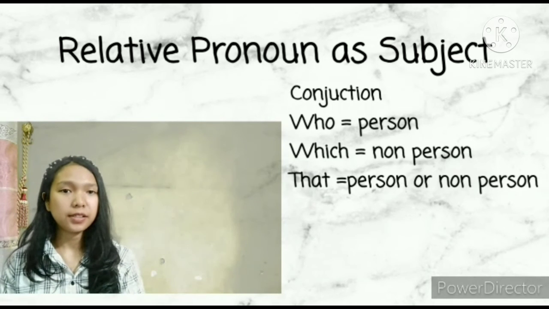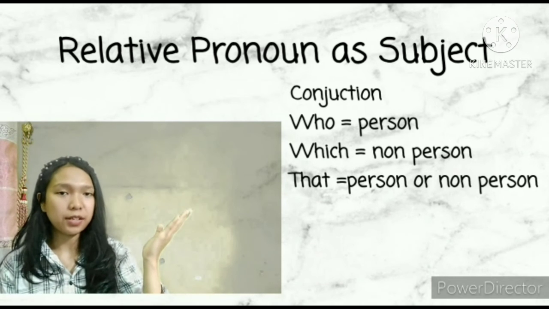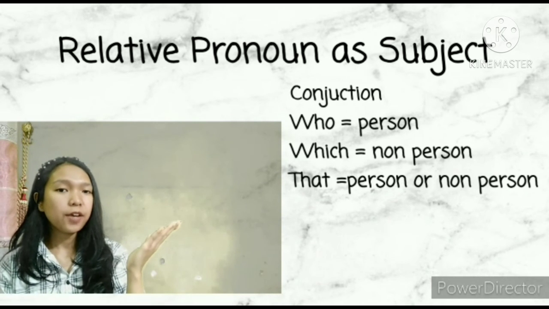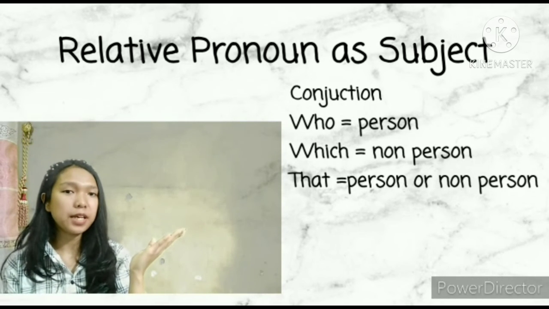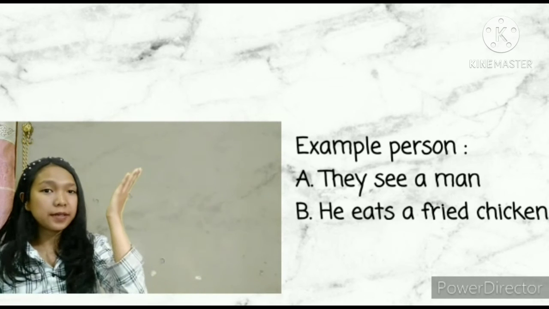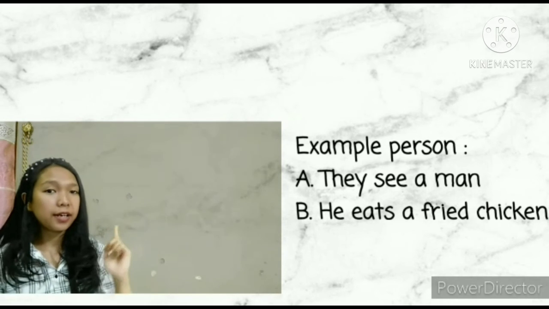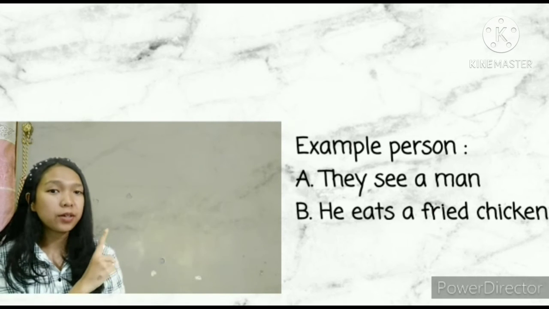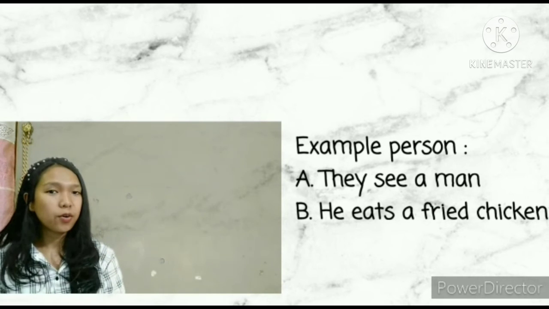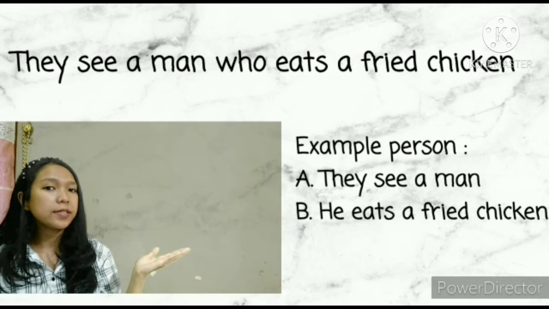Relative pronoun as subject. We use who if the subject is a person. We use which if the subject is a non-person. And we use that if the subject is a non-person or a person. For example: they see a man. He eats a fried chicken. Man and he are the same. Because the subject is a person, we use the conjunction who. So we can write: they see a man who eats a fried chicken.